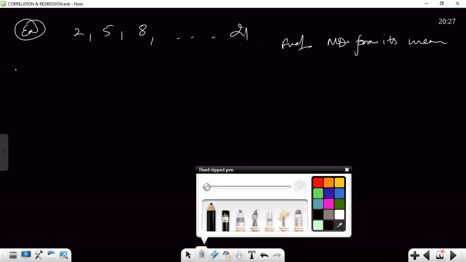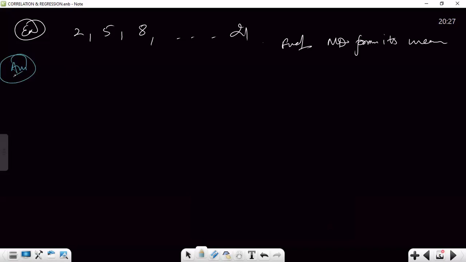First, for finding the mean deviation, we need to find the mean, because that's what we have to find first. The mean is simply the sum of all terms divided by the number of terms. That will be your mean. So the sum of n terms. First, we have to find out how many terms there are.